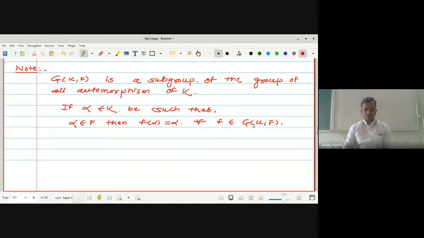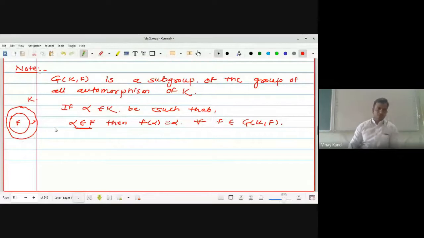Alpha is in K. This one is F. This one is K. Okay, if your element alpha is in F, this fixed field, what is F? It is the fixed field of G. Then alpha belongs to F, then f of alpha is equal to what? Alpha, for all f belonging to G_K(F). Therefore, look at the statement. Whose fixed field are we finding? We are finding that of G. What does it contain? Functions sigma 1, sigma 2.